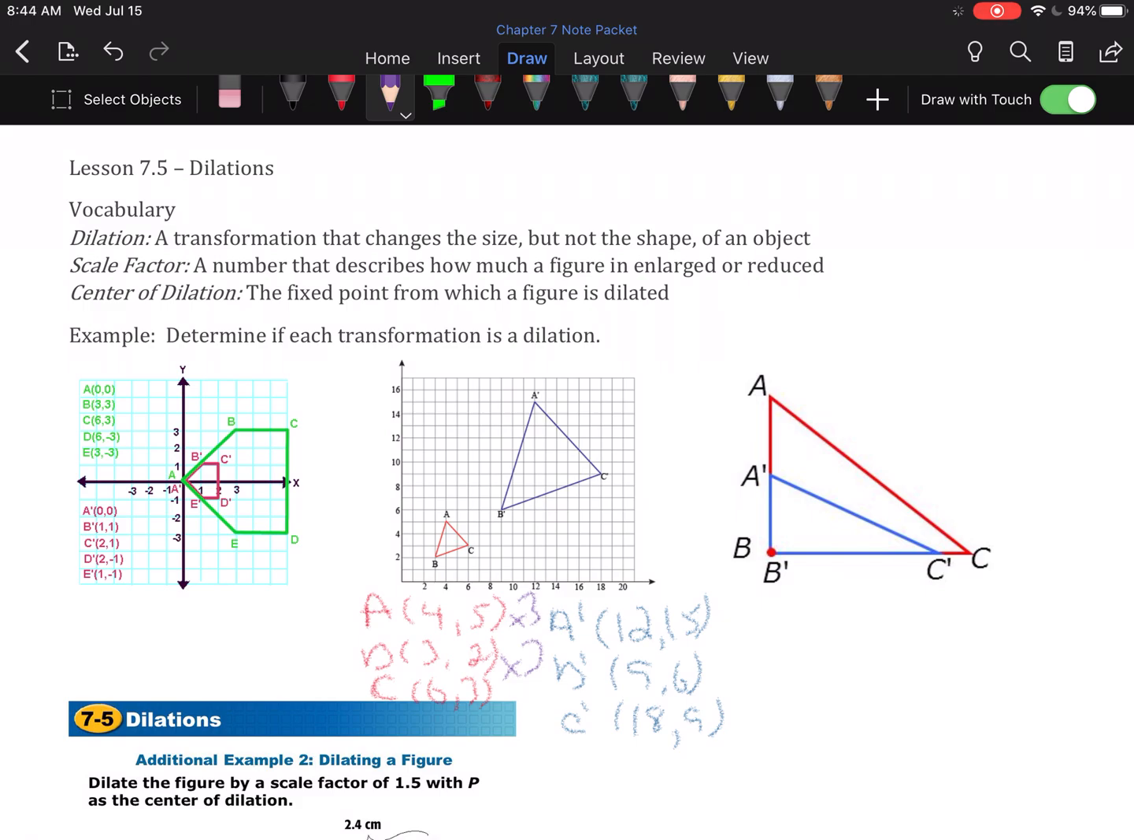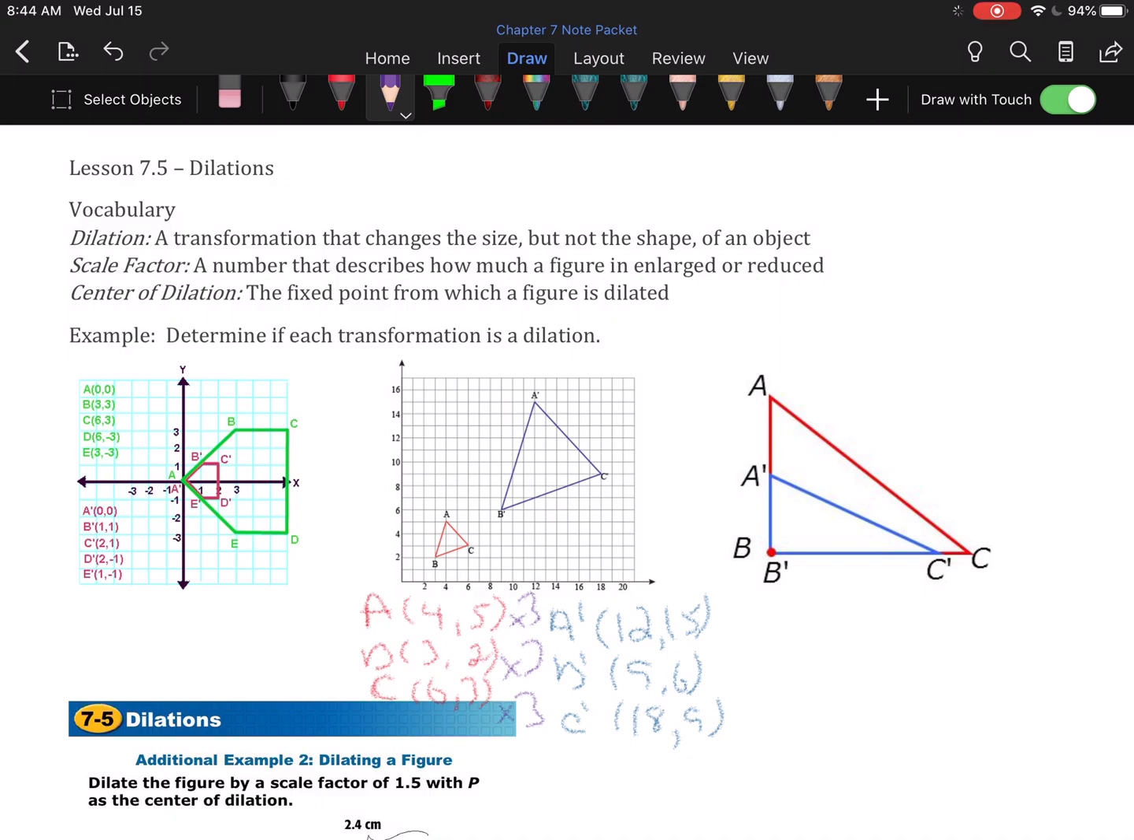And C to C prime, 6 to 18 is times 3. 3 to 9 is times 3. This is a dilation with the origin as the center. The scale factor is 3.